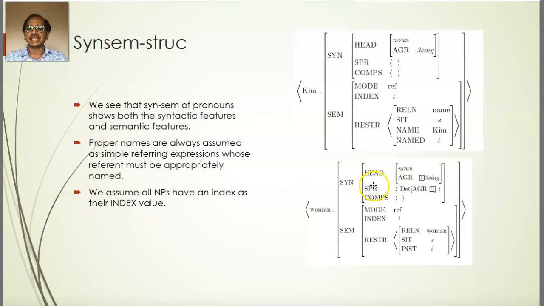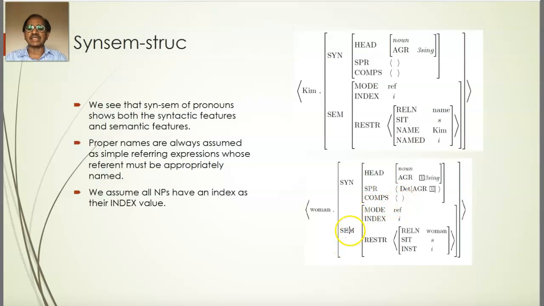What happens is, in its specifier we are going to have a determiner with agreement, and the agreement actually agrees with the head noun because it is third singular. So agreement is third singular here; head value is noun and agr is third singular, that is co-indexed here. And the word woman doesn't need any comps, so it's empty.